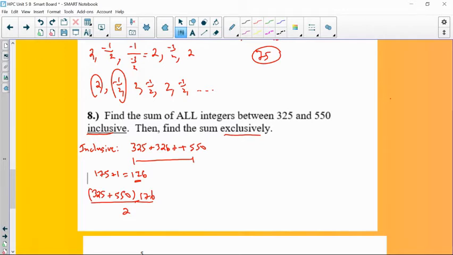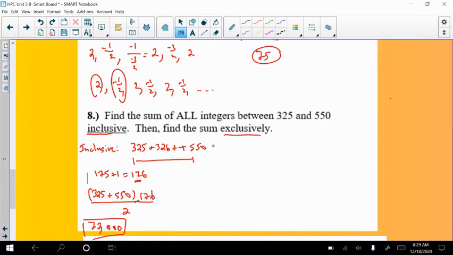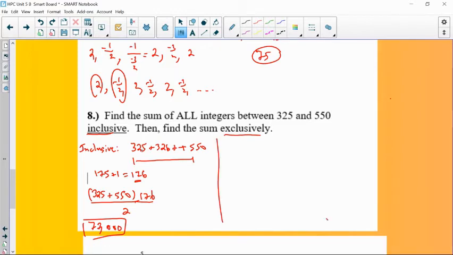325 plus 550 is 875 times 176 divided by 2. So 77,000. Now, if you're doing this exclusively, that means you're not going to include 325. The first one you would include would be 326. That's the next number. And then you'd go all the way up to 549. That would exclude your endpoints.